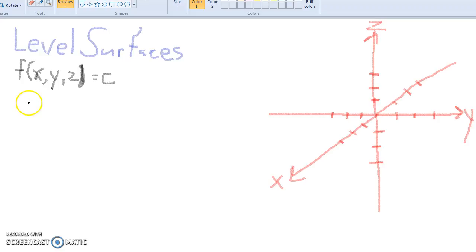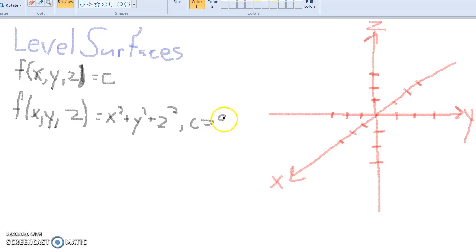So, the problem specifically stated by number 71 in the 10th edition of the Multivariable Calculus textbook asks us to sketch the level surface of the equation at a given value of c. And the equation we'll be working with is f of x, y, z equals x squared plus y squared plus z squared, and in this specific example, c equals 9.